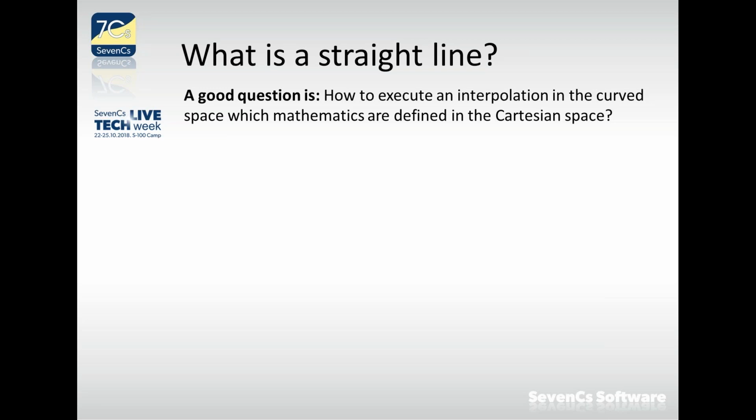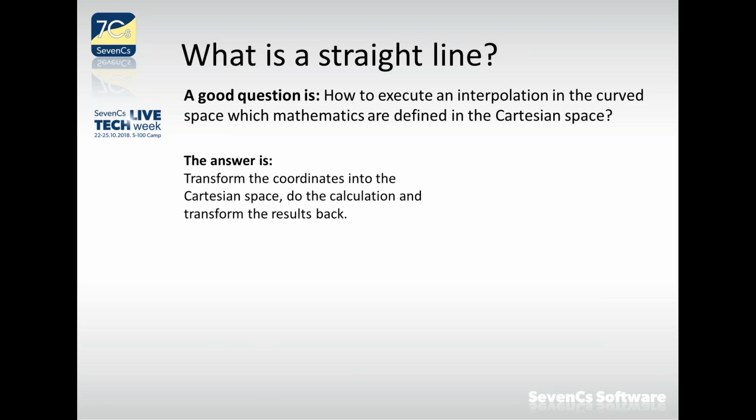And it comes to the next question: how we can execute an interpolation in the curved space where the mathematics are defined in the Cartesian space. So a straight line in the plane, in the Cartesian coordinate space, that's relatively easy. We all learned that in school, how to calculate it. Some of you might remember. But a straight line on the surface of the spheroid is really not defined at all. So we have to do some trick. And I show you how it can be.